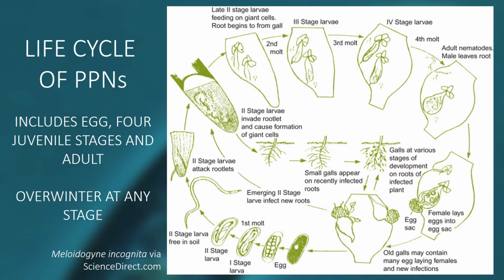Any of these stages can go into an overwintering dormancy at any point, which is quite interesting, meaning they basically can shut down and wait for the environment to become more conducive. This could be temperature related, humidity or water related, or even host related.